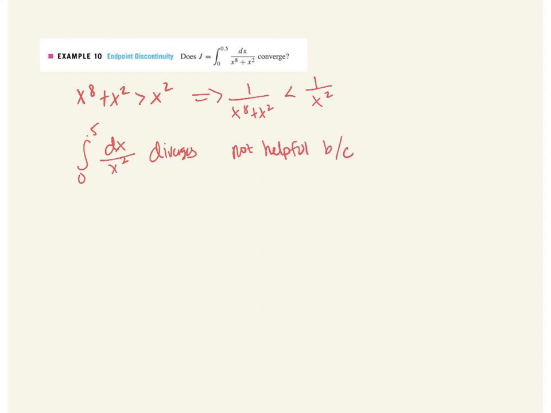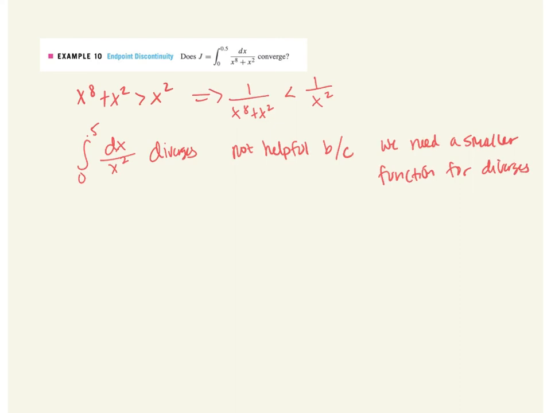So therefore, just writing this out, this is not helpful because we need a smaller f of x, or smaller function, if it's divergent. So back to the drawing board.